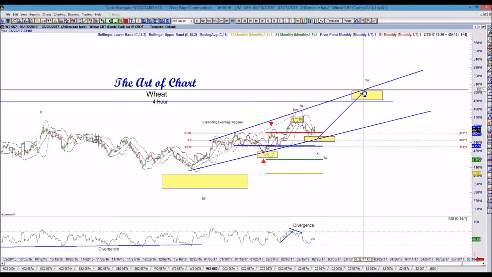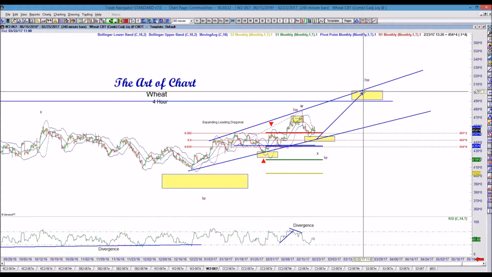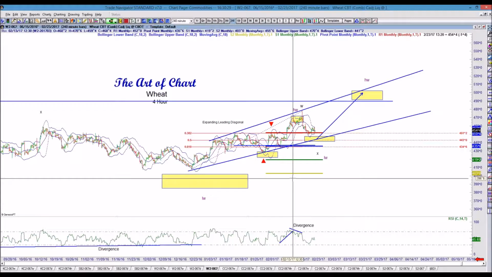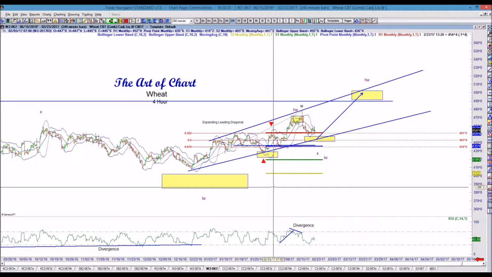So the patterns are important, because if we get the turn that I think we're going to get here, guys, we're going to see a move. This is the kind of move you want to capture. And the nice thing about wheat, by the way, is we're not even in the season yet. The season for wheat typically is in the springtime and early summer. That's when you get the spike in wheat seasonally. So we'll see what happens here.